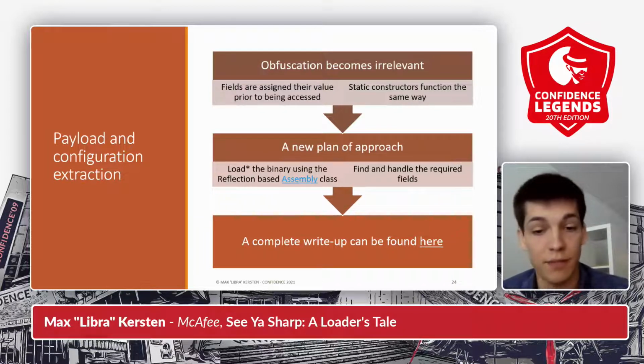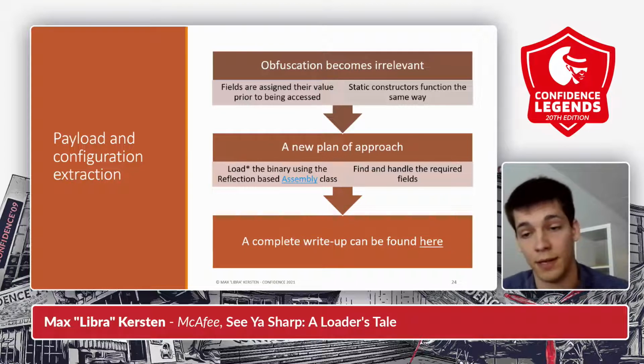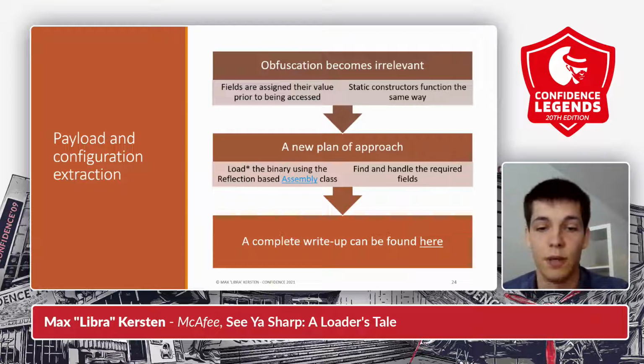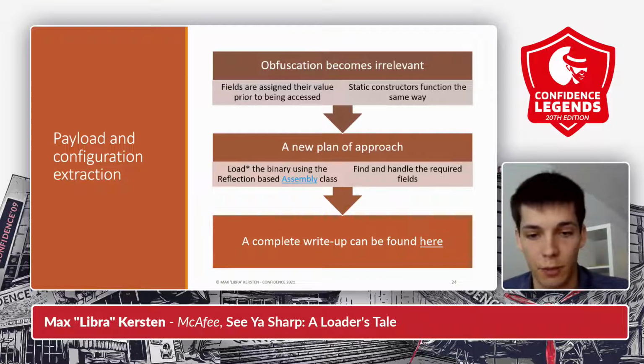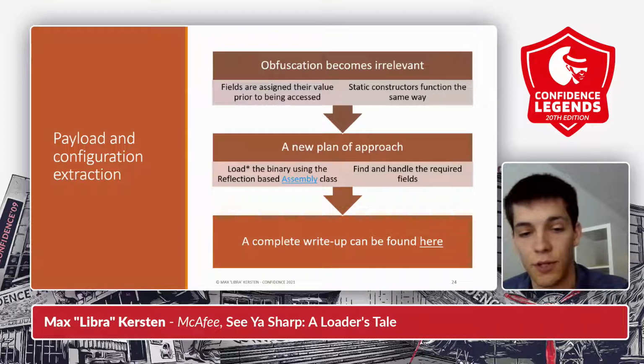So the new plan of approach is even simpler. We simply want to load it, and then find and handle the required fields within the binary. Now there's an asterisk next to the load part, because there are different ways of loading it. You can load it for reflection only, or you can fully load it. In this case, I just used Assembly.Load after getting the binary as a byte array. But feel free to change some stuff there if you want. And you do need some settings in your Visual Studio project as well, as you need to allow untrusted code from external sources, because that's what you're doing, otherwise it cannot execute.